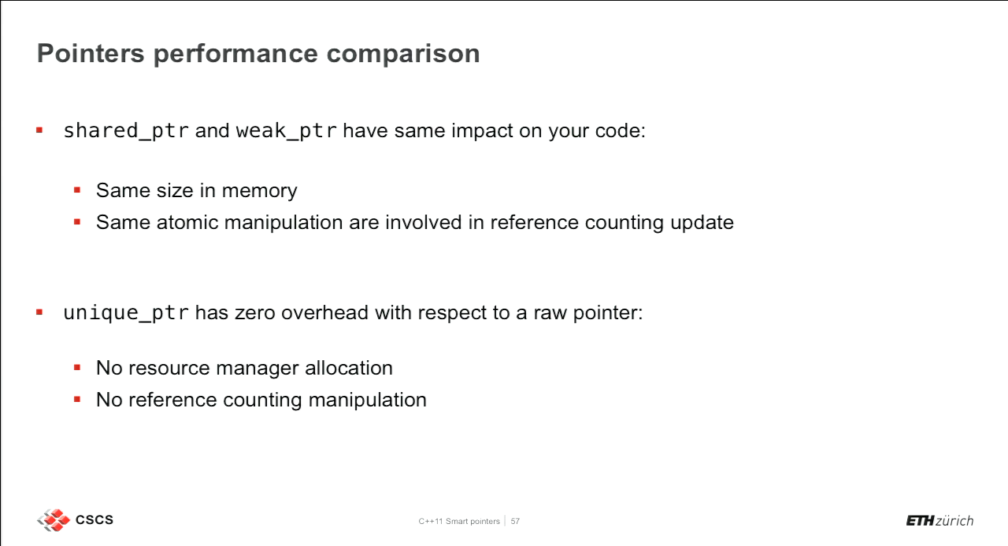Talking about a unique pointer instead, as I already told you, this object has zero overhead with respect to a raw pointer, because when you create a raw pointer, when you destroy a raw pointer, and so on, you are not using a resource manager, because you just have the allocated memory resource. So you're not performing extra operations on this object just to keep the consistency of the set of shared pointers and weak pointers, and so you also don't have the reference counting manipulation. For this reason, the unique pointer has the same performance as the raw pointer, but it also provides you the automatic management of the pointed resource.